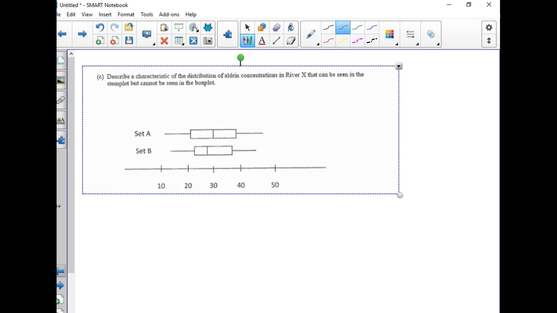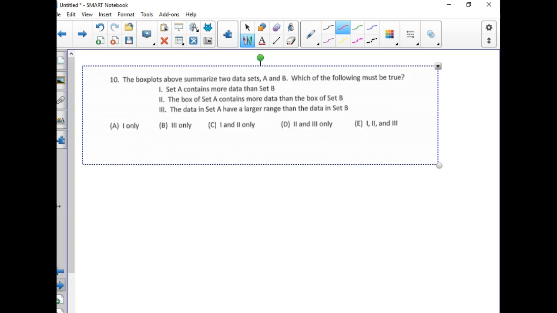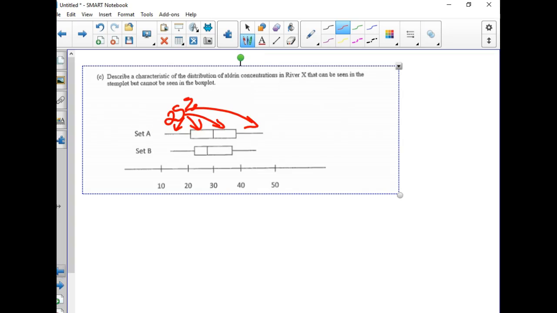What did you say? Why B? Yeah, you don't know how much data is in your box plot. I've seen these kind of problems over and over again. You only know the percentiles of these, okay? You don't know how much data. So that's why the answer is B, or the truth is Roman numeral 3. Are there questions there? So the range is the largest range. Set A, if you would do the max minus the min here, that's going to be bigger than here.